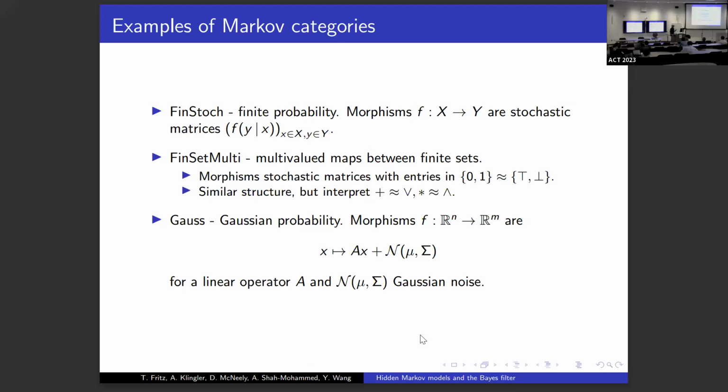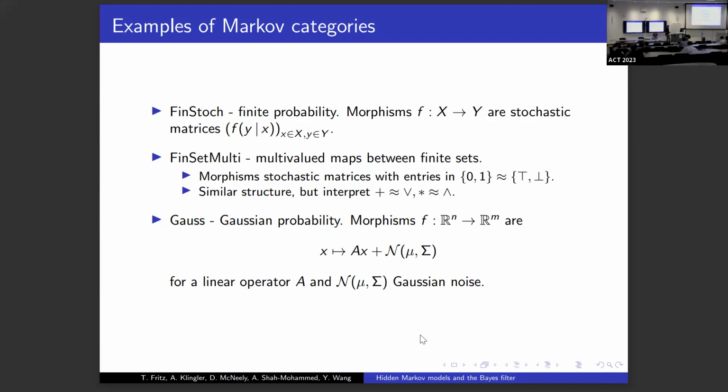We saw some of these examples already, but I'll go over them again so we know the names that I'll be using. So FinStoch is what we call the Markov category that we use for finite probability. The morphisms are now stochastic matrices. You think of an entry f of y given x as the probability of this element x being sent to y. The matrix notation is nice because tensoring corresponds to the tensor product of matrices, composition is matrix multiplication and the like. That's a very prototypical example because it's probability, which is what we're advertising ourselves as doing.